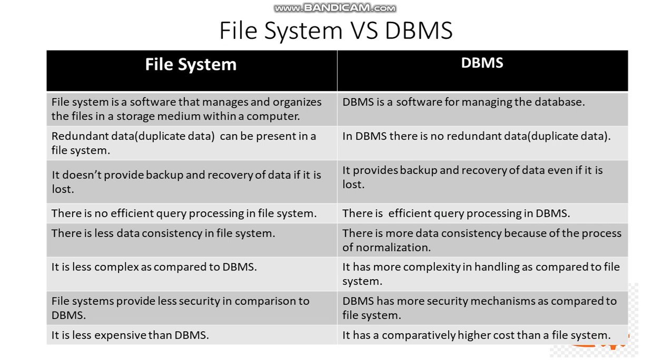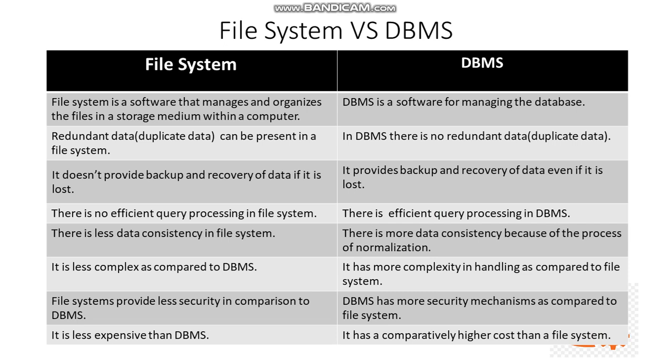Next topic is file system versus DBMS. File system is a software that manages and organizes the file in a storage medium within a computer. DBMS is a software for managing the database. Redundant data, that means duplicate data, can be present in file system as we are not properly organizing the data, so there can be duplication. In DBMS there is no redundant data, that means duplications are not allowed.